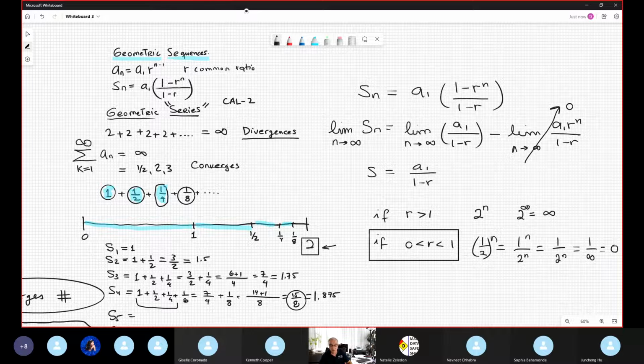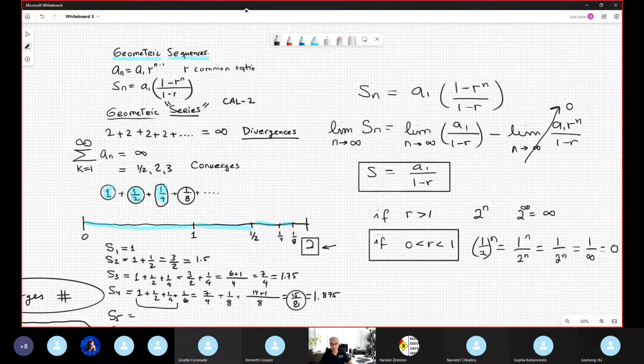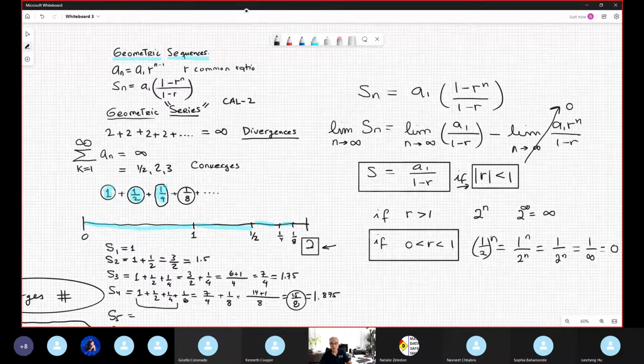And this is the formula to compute the infinite summation of a series when the common ratio is a fraction less than 1. Actually, to generalize, the absolute value of r is less than 1. Under this condition, if this condition is valid, therefore the summation is this. And this is convergent.